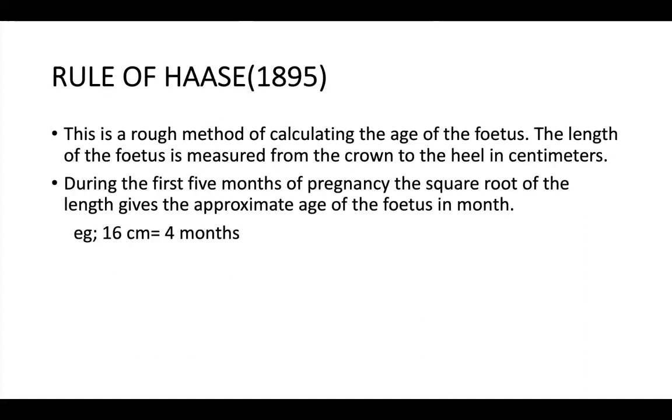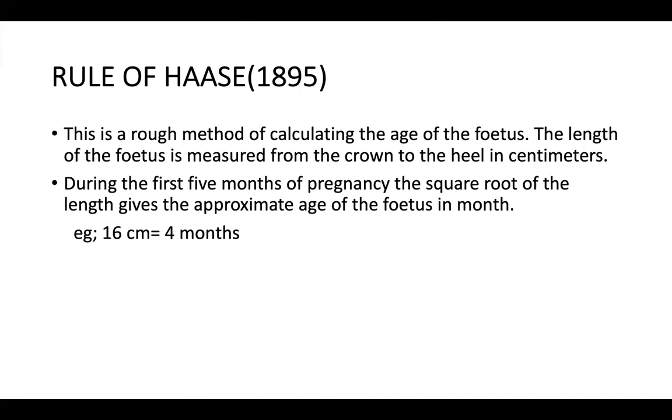Okay, then next we need to know the rule of Haase, which was formulated in 1895. This is a rough method of calculating the age of a fetus. The length of the fetus is measured from crown to heel in centimeters. During the first 5 months of pregnancy, the square root of the length gives the approximate age of the fetus in months.